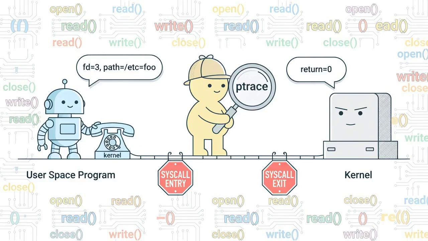It uses ptrace with PTRACE_SYSCALL to attach to the process, and the kernel politely stops execution at every syscall entry and exit, whispering the arguments and return values to strace before letting the program continue. Your program never knows it is being watched.